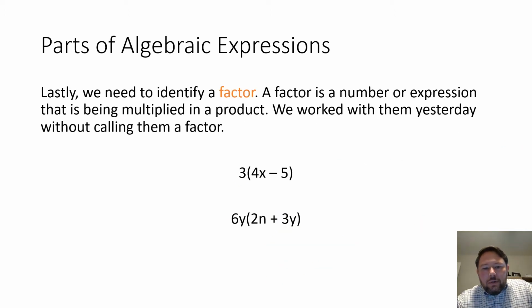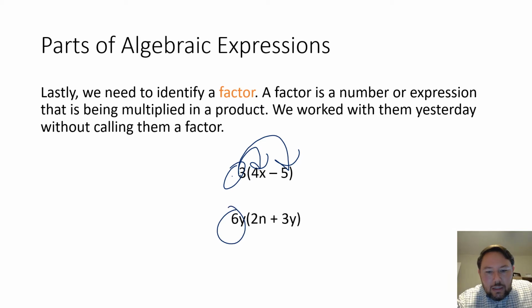Lastly, we need to identify what we call a factor. So a factor is a number or an expression that is being multiplied in a product. We worked with them yesterday during distributive property. We just didn't call them factors. But the factor in these two equations would be the 3 because the 3 is being multiplied into the parenthesis. Basically, it is whatever is going into the parenthesis. That would be the factor, right? Or in this case, the factor is the term 6y because that would be multiplied into both of those terms within the parentheses.